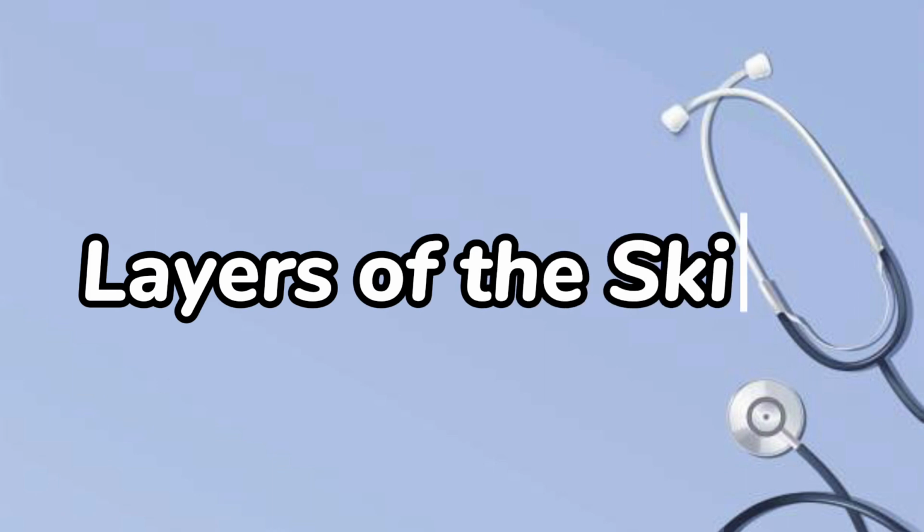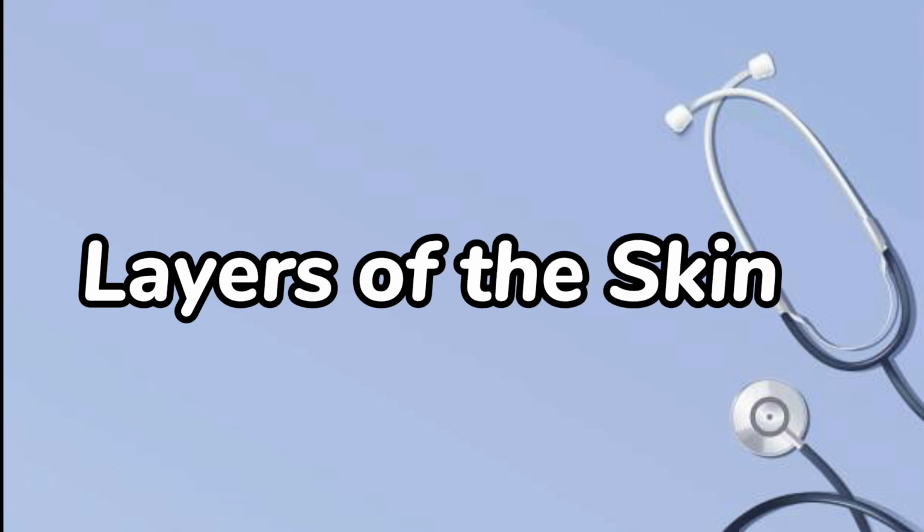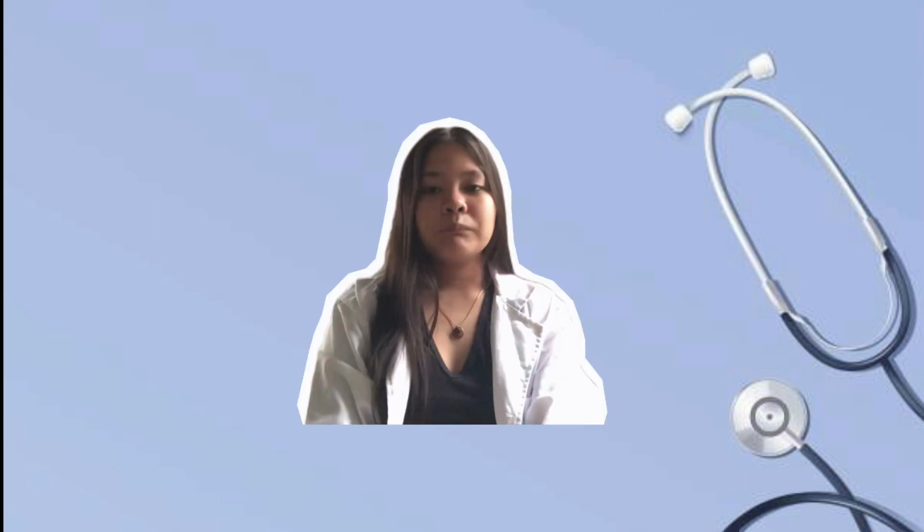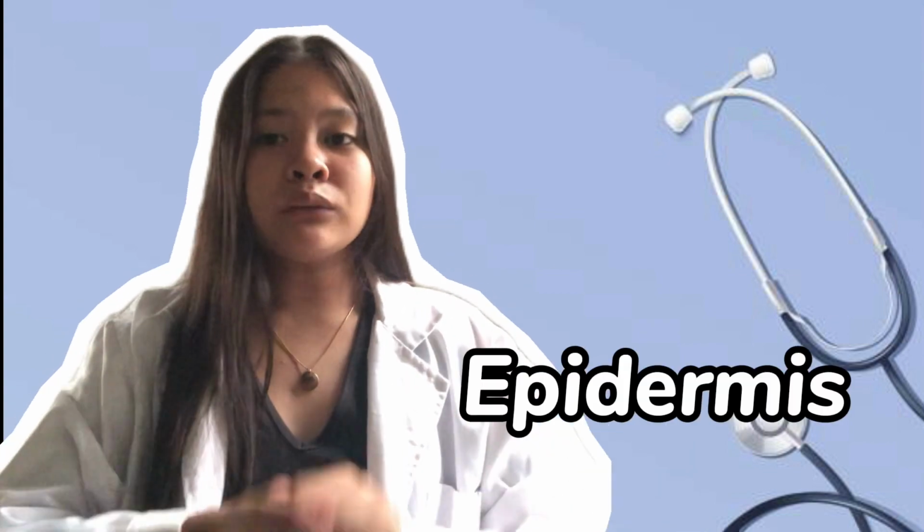Layers of the skin. The skin is made up of two layers. Each layer has its own important part. The first layer is the epidermis. It is the outer layer that acts as the first line of defense against the external environment.